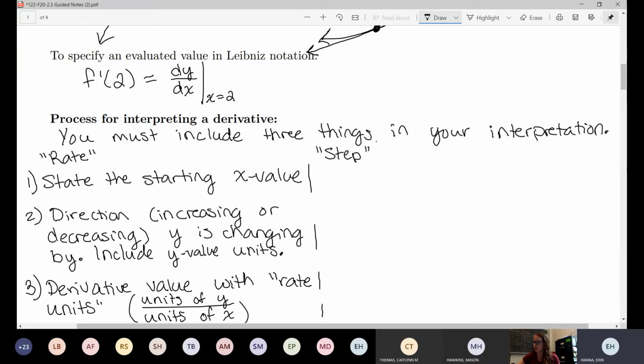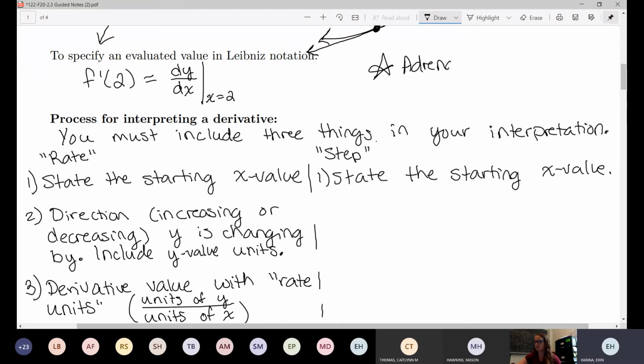Whereas if you want to go the step way, and again, that's that thing that I was just drawing a few minutes ago, where we're essentially just saying if we jump over 1, how much do we move up by? If you want to go this way, the first thing you have to do is state the starting x value. Same thing in both interpretations. But then it changes, because the next thing you want to say, so say we were still going with that idea of adrenaline is increasing by 2 milligrams.